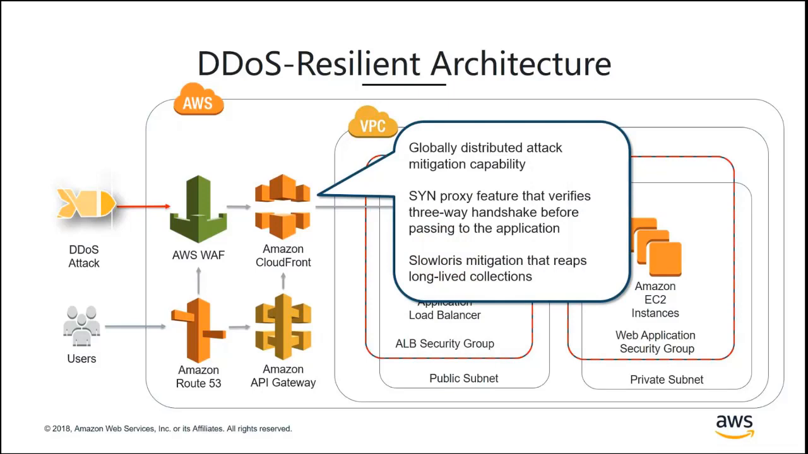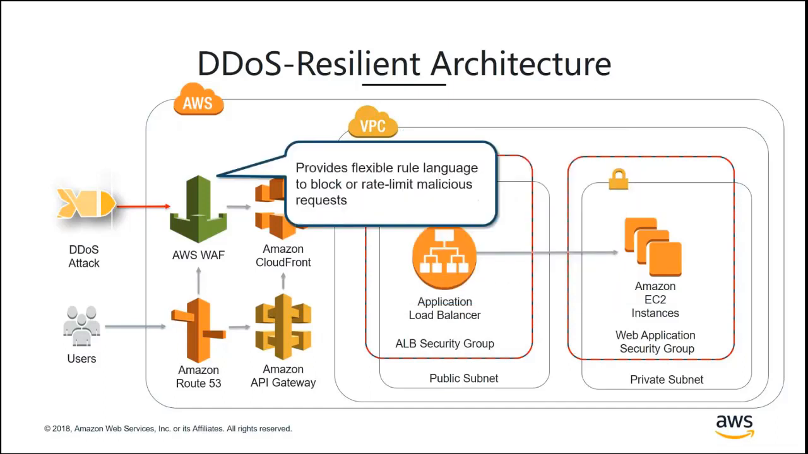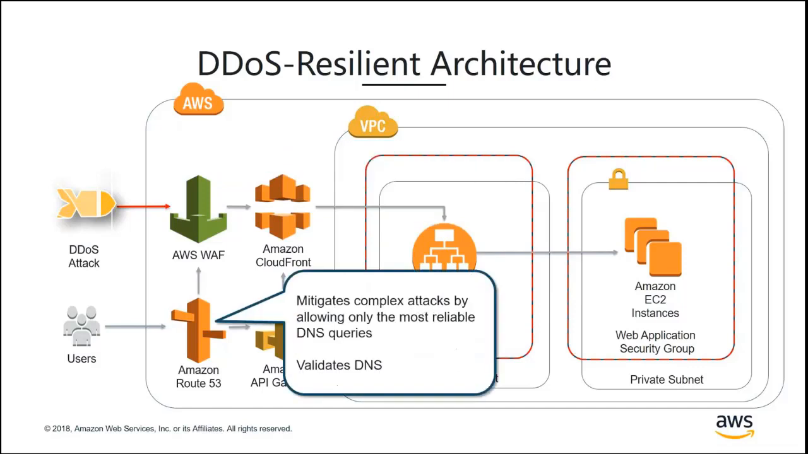Attacks like SYN floods and slow Loris attacks are mitigated by Amazon CloudFront, and metrics are emitted by CloudFront and Shield. The WAF will allow you to block or rate limit any malicious requests. And Route 53 is able to mitigate any DNS query floods or malformed request attacks or DNS validation attacks that could be targeting the availability of your domain resolution.